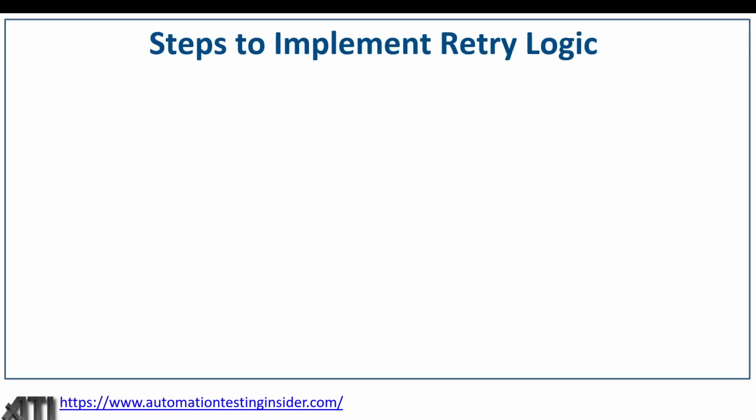Now let's talk about the different steps we are going to implement to have this retry logic in our framework. Step one would be to create the RetryAnalyzer class. We are going to create one utility class, RetryAnalyzer, which implements the IRetryAnalyzer interface, using which we have one method called retry. I'll show you the unimplemented method retry, which we just need to update. We implement our logic there, and that will take care of retrying whenever a test case fails.